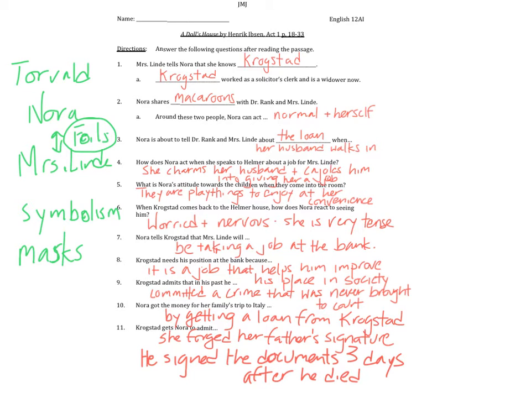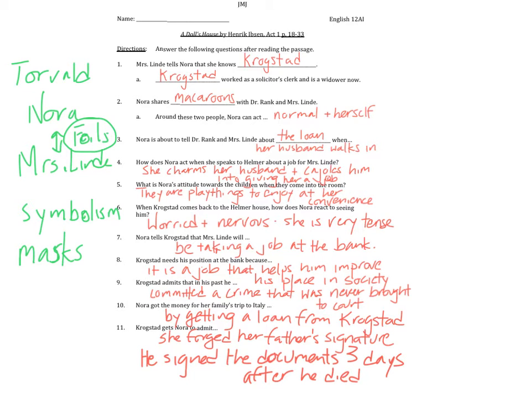But when Krogstad comes into the house, as we saw at the end of the last lesson, Nora gets very tense and she's worried what he's doing here. And when Krogstad goes in to see Torvald, Mrs. Lind tells Nora that she knows Krogstad, that Krogstad worked as a solicitor's clerk and is a widower now. We also find out that Krogstad and Mrs. Lind had some kind of relationship, but through revelation through the rest of the play, we're going to figure that out. But they know each other.